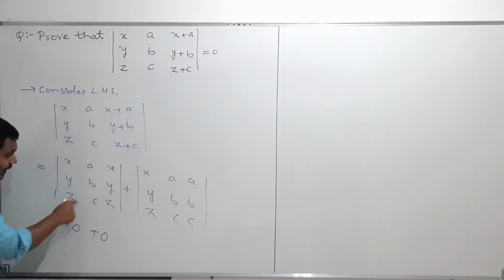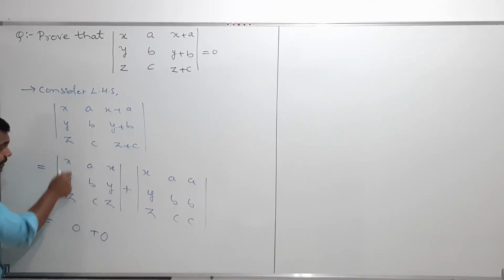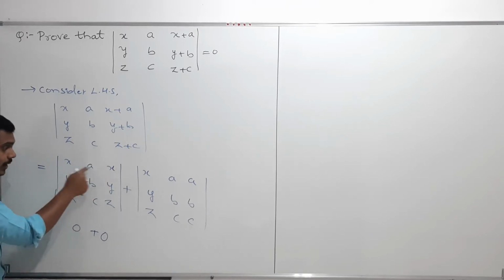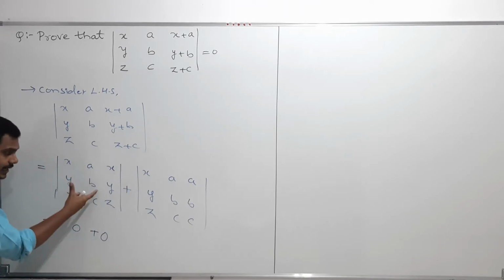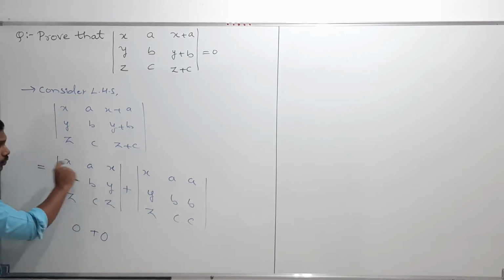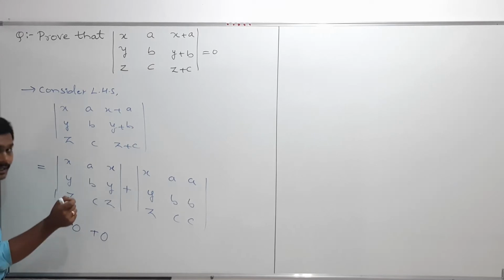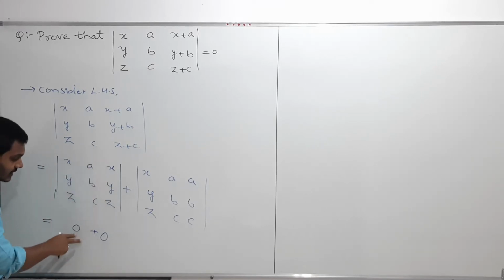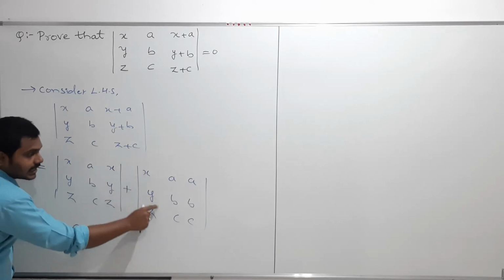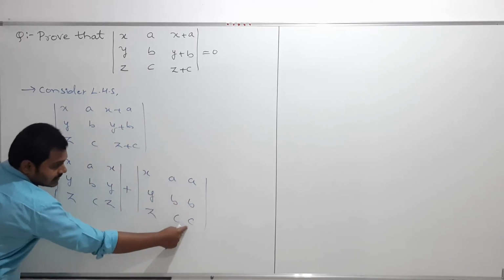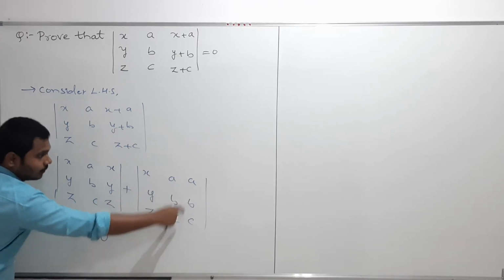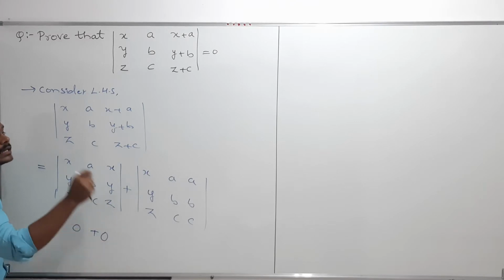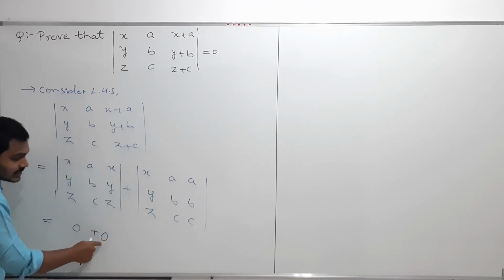Here column 1 and column 3 are identical. Identical means same values. Here also x, here also x, here also y, here also y, here z and here also z. So in any determinant, if any two rows or any two columns are identical, then the determinant value is equal to 0. Similarly here also a b c. In this determinant also two columns, column 2 and column 3, are identical. Therefore this determinant value is equal to 0.